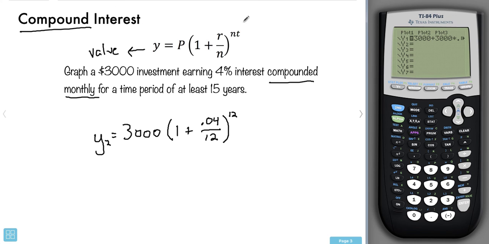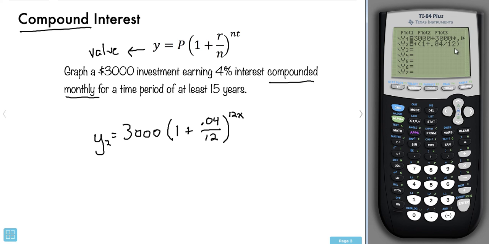But we have the same thing here that we had with the simple interest investment. I don't want to look at a specific time. I want to look at the value over time as time goes by. So instead of putting in a number for T, I'm going to put an X. So how do we get that into our calculator? Well, it's 3,000. You can put a bracket and then just go 1 plus 0.04 divided by 12, end the bracket.